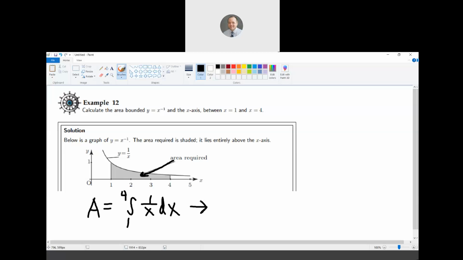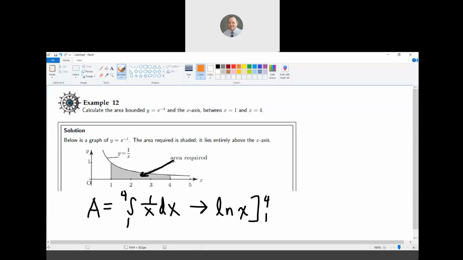Now, the integral of 1 over x dx, that's a special formula. That is actually the natural log of x. Again, the integral of 1 over x dx is equal to natural log of x. Now we're ready to use the fundamental theorem of calculus, part 2, to find our actual area.